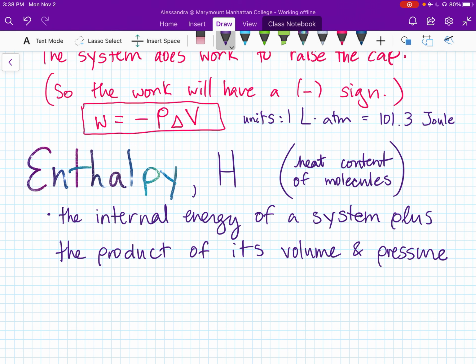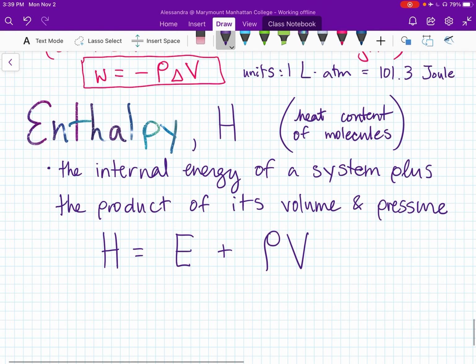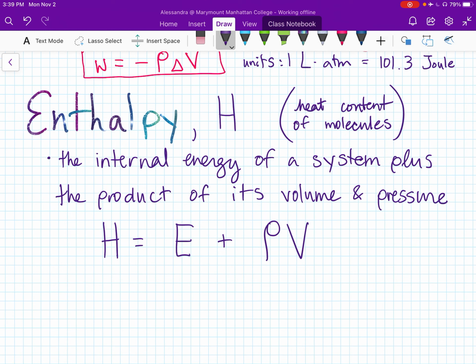So we have chemical energy stored in molecules. Another way you can define enthalpy is as the internal energy of a system plus the product of its volume and pressure. Now, you've seen the product of volume and pressure before. That sounds a lot like PV work. So enthalpy H is equal to the internal energy plus the product of the volume and pressure, PV. So I just kind of wrote down that definition.